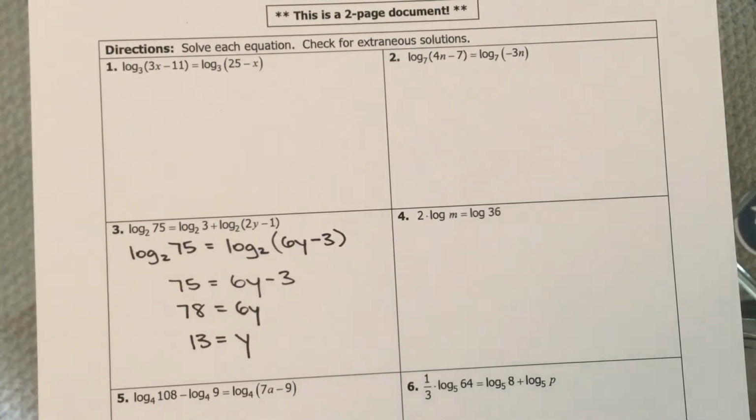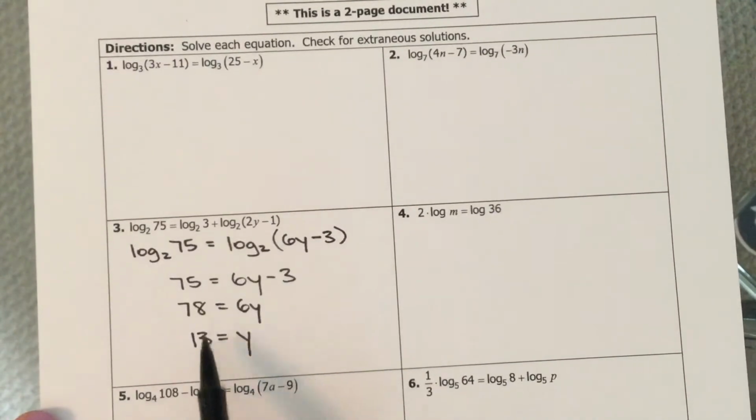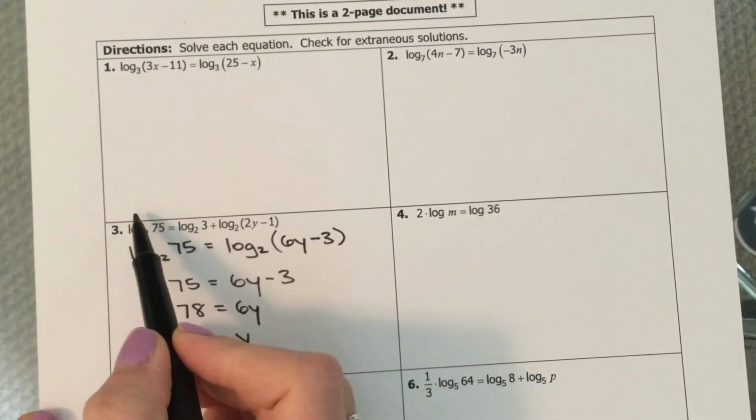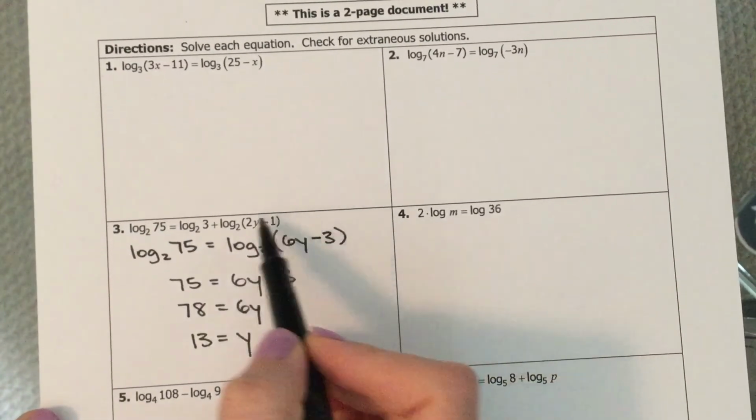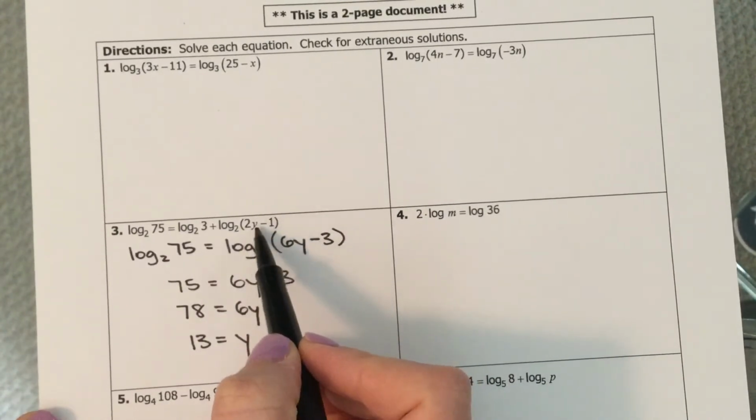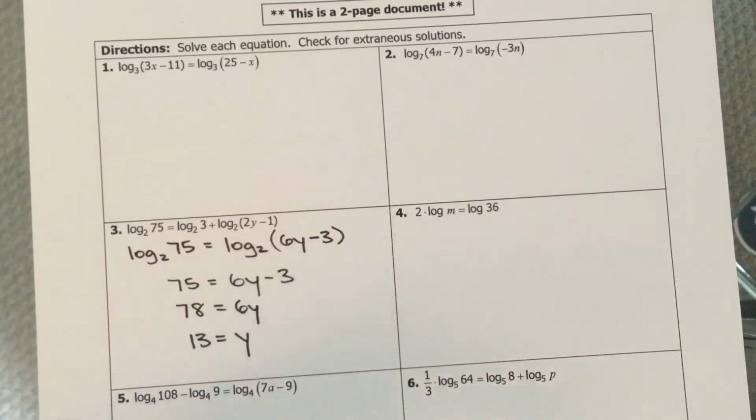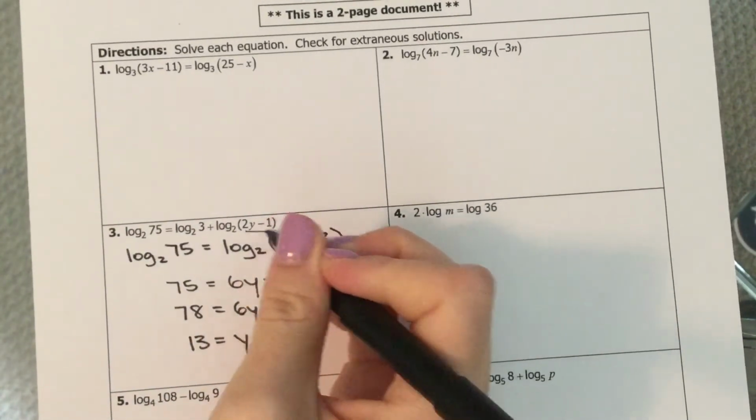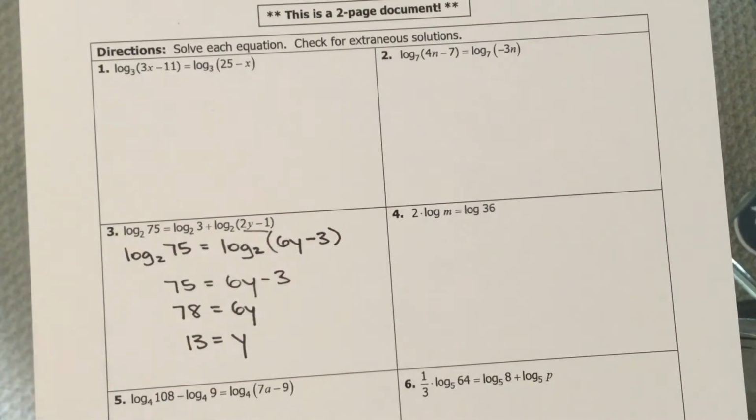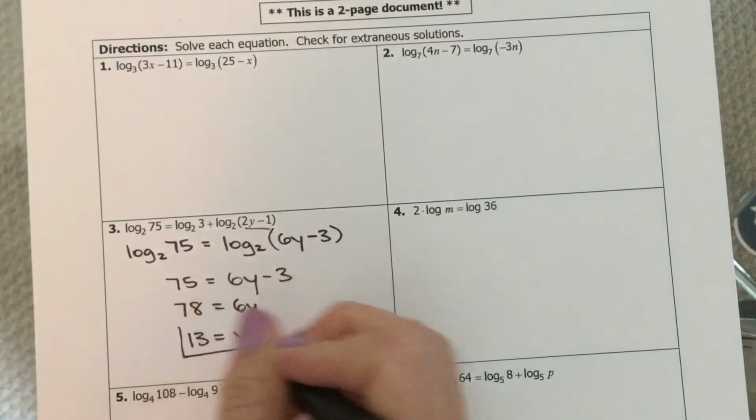Each one of these, you need to end up doing a check and simplifying your answer. If I sub the 13 in, this is just log base 2 of 75. If I sub the 13 in here, 2 times 13 is 26, minus 1 is 25, and that's fine. Remember, logs cannot be negative. So you're only worried about if the inside expression came out to be negative. Here, this inside expression comes out to be 25, which is a positive number. So this answer checks out just fine.